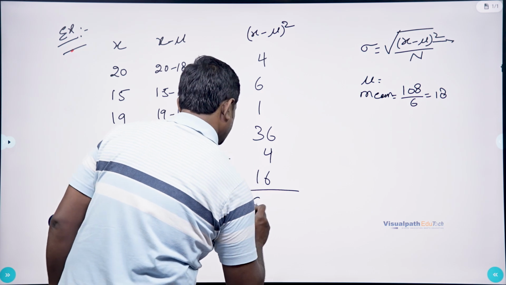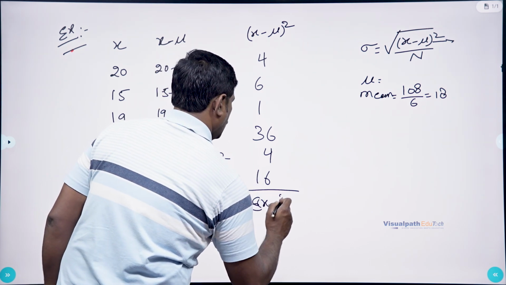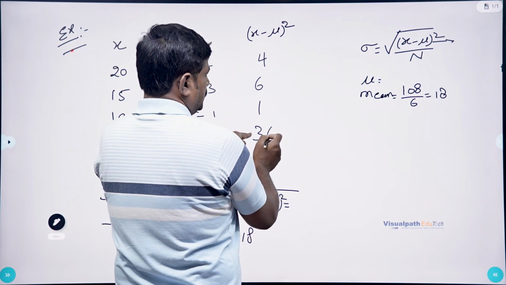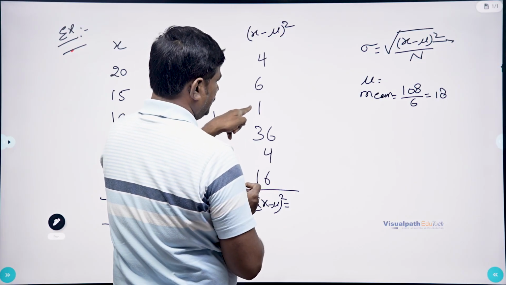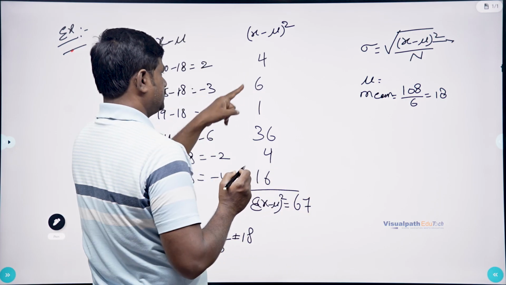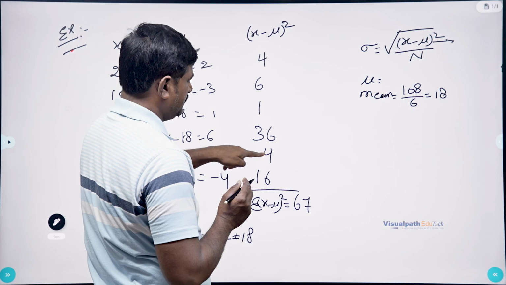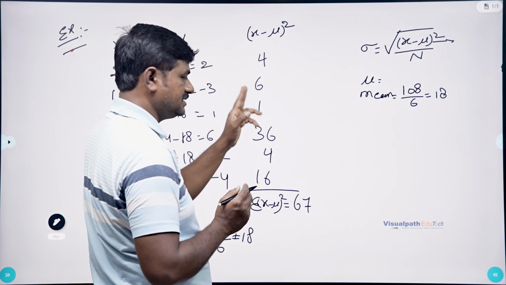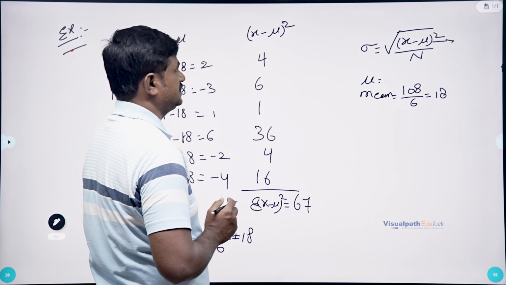Then what is the sum of these items? Sigma of (x minus mu) whole square is equal to 16 plus 4, 20, plus 36, 56. 56 plus 1, 57, plus 10, 67. So 6 plus 4, 10, 11. 11 plus 20, 31 plus 36. That is 67. So sigma of (x minus mu) whole square is equal to 67.